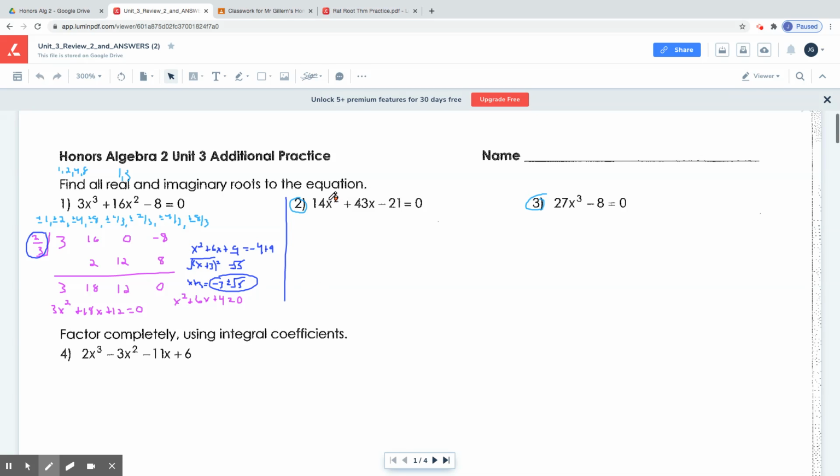Now for this one, this is a quadratic. You don't have to go through and do all the synthetic stuff. I would just see if you can factor this first. And in fact, it does factor.